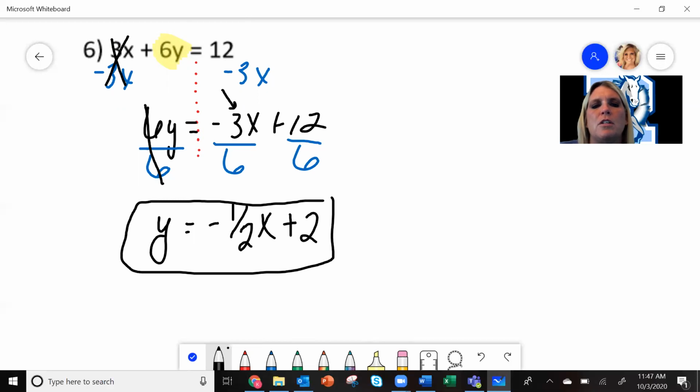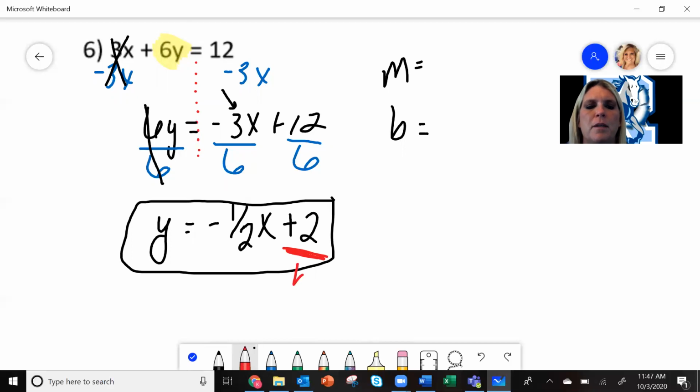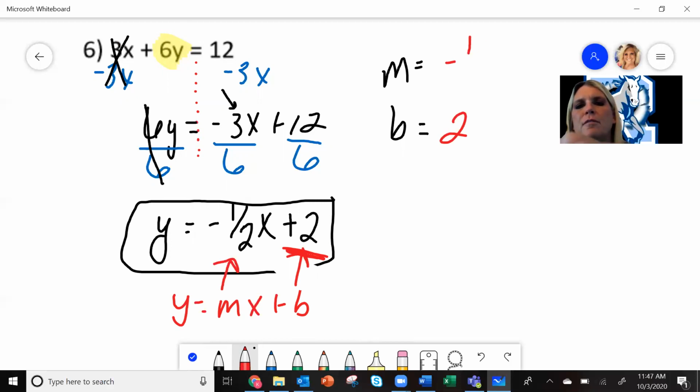Here is my equation in slope-intercept form. I need to identify the slope and the y-intercept. Well, this is my b right here. Remember, y equals mx plus b. So the b is the 2. The slope is the -1/2.